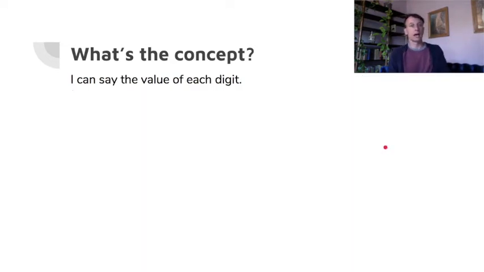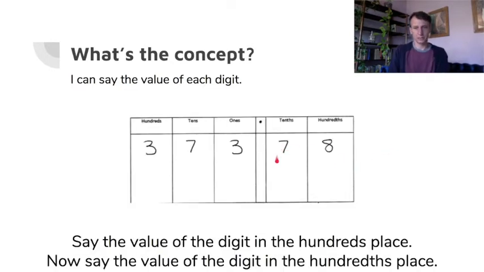All right. I can say the value of each digit. Let's do it. Here's that same number as before. What's the value of the digit in the hundreds place? It's a 3 in the hundreds place. Its value is 300. Remember that? Again, going back to Module 1. Now what's the value of the digit in the hundredths place? It's an 8 in the hundredths place. Its value is 8 hundredths.